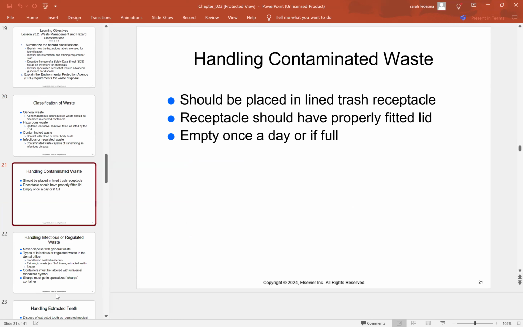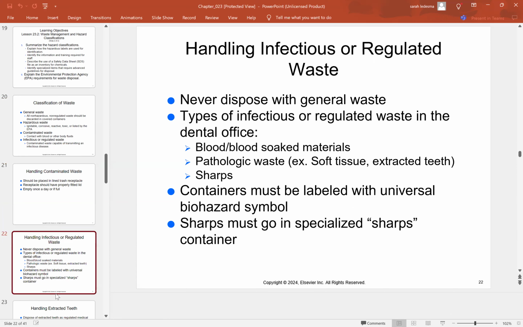Handling contaminated waste: it should be placed in a lined trash receptacle. The receptacle should have a properly fitted lid and be emptied once a day or if full. Never dispose of contaminated waste as general waste.